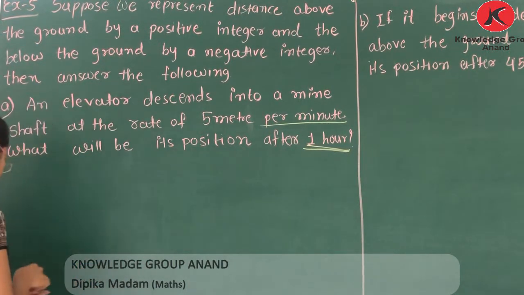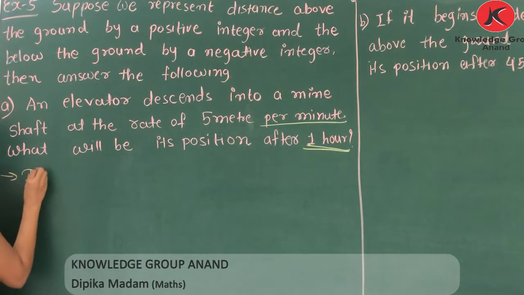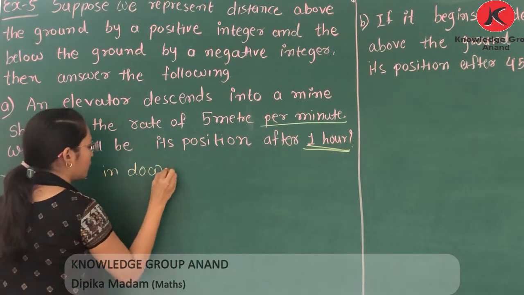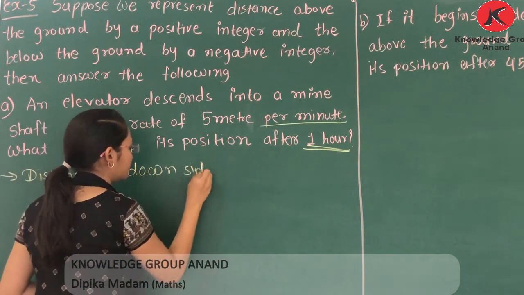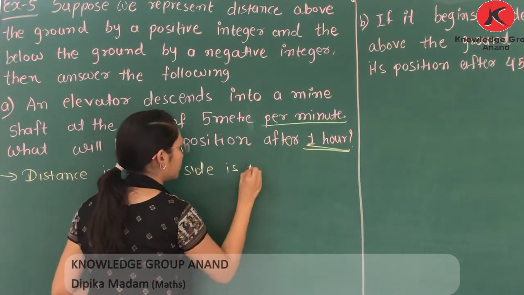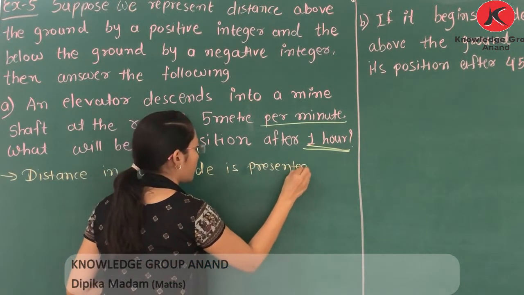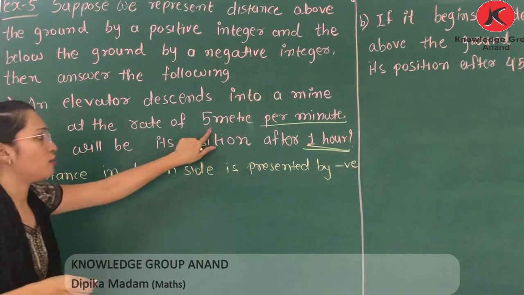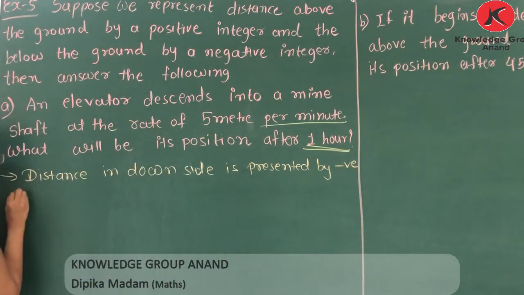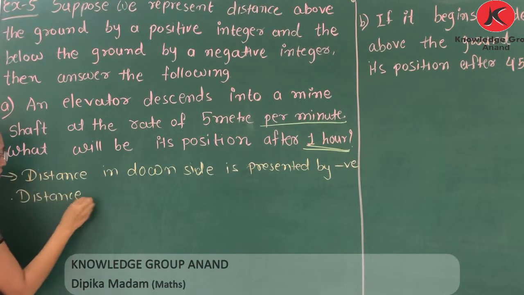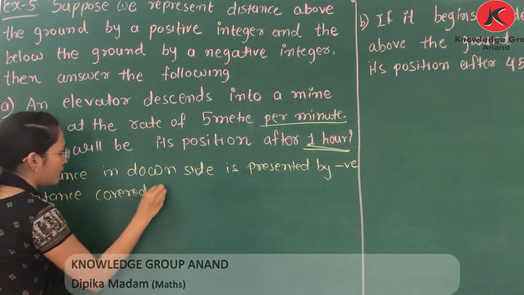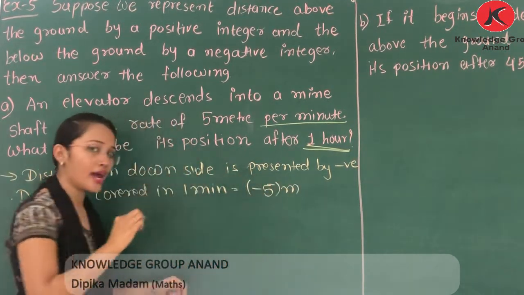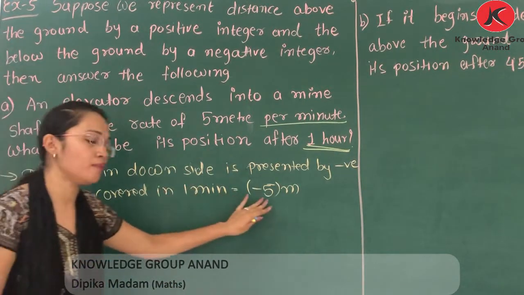So first, distance downside is represented by a negative integer. So 5 will be minus 5. Distance covered in 1 minute is equal to minus 5 meters. Why? Because downside is represented by minus 5.